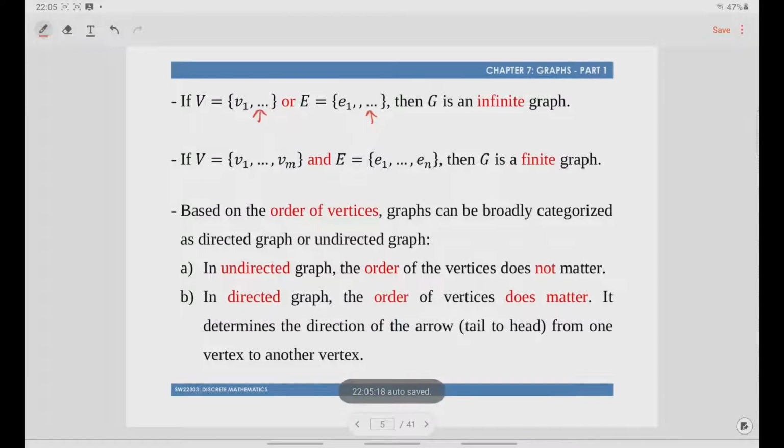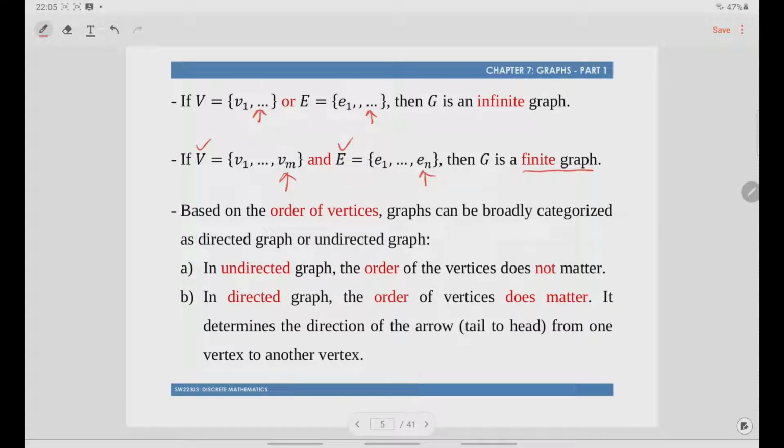If both sets V and E are finite sets, that means there are finitely many vertices and finitely many edges. As you can see, there are M vertices, that means it is finite. We also have N edges, that means it is a finite set. So if we have these two finite sets V and E, then the graph G is called a finite graph.